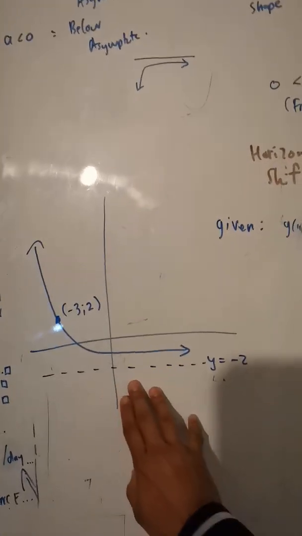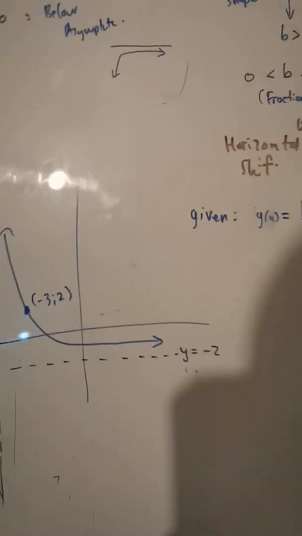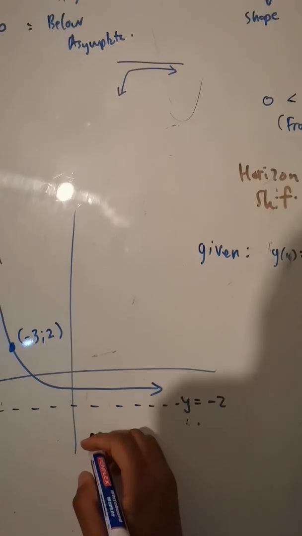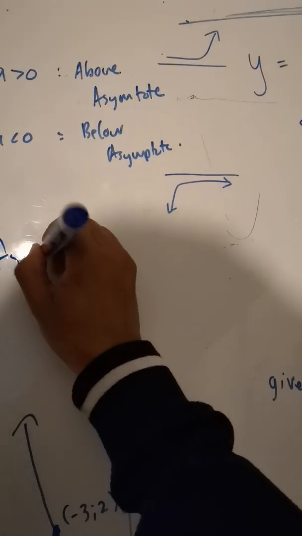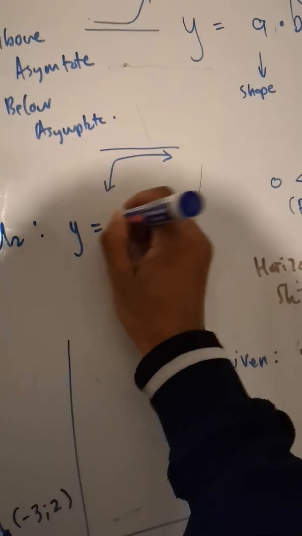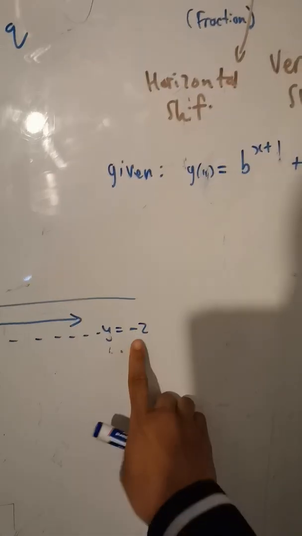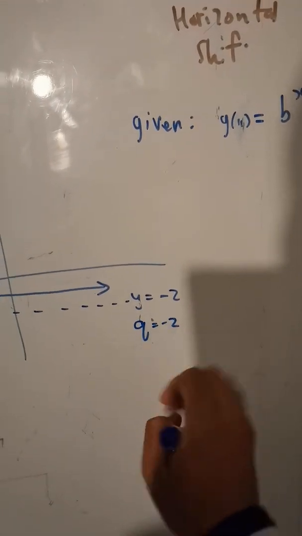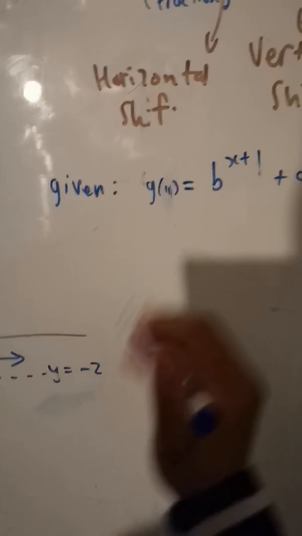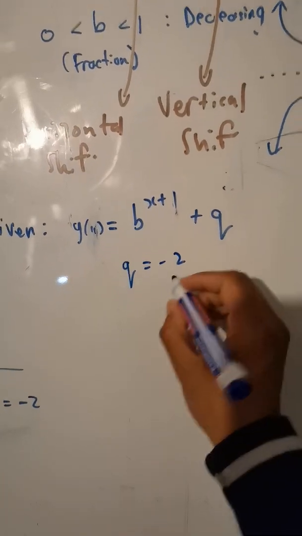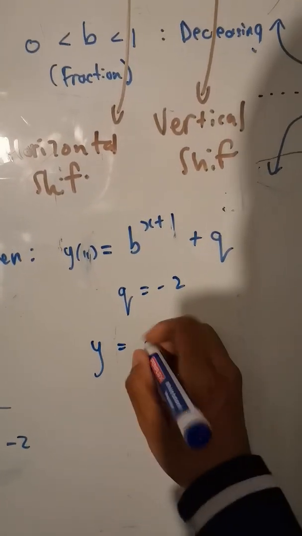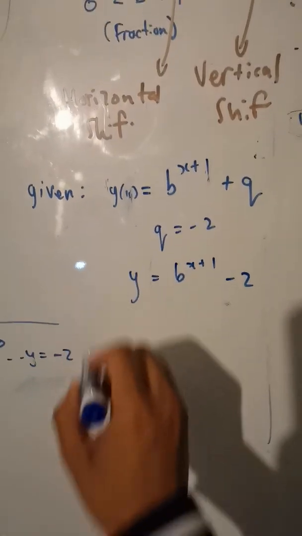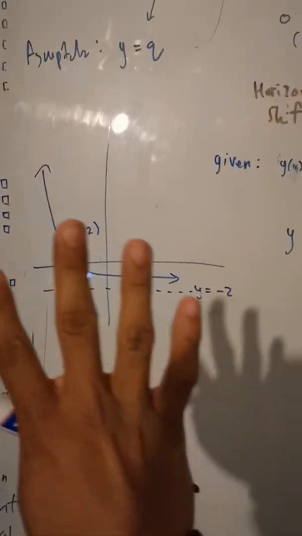Okay, we have our asymptote. So if we have an asymptote, we know that for the asymptote of an exponential graph, y is equal to q. So if y is equal to -2, it means that we have the q value. Q is equal to -2. So we can just put in for ourselves y is equal to b to the power of x plus 1 minus 2. Then we stop there. Now we ask ourselves, what else do they give us?